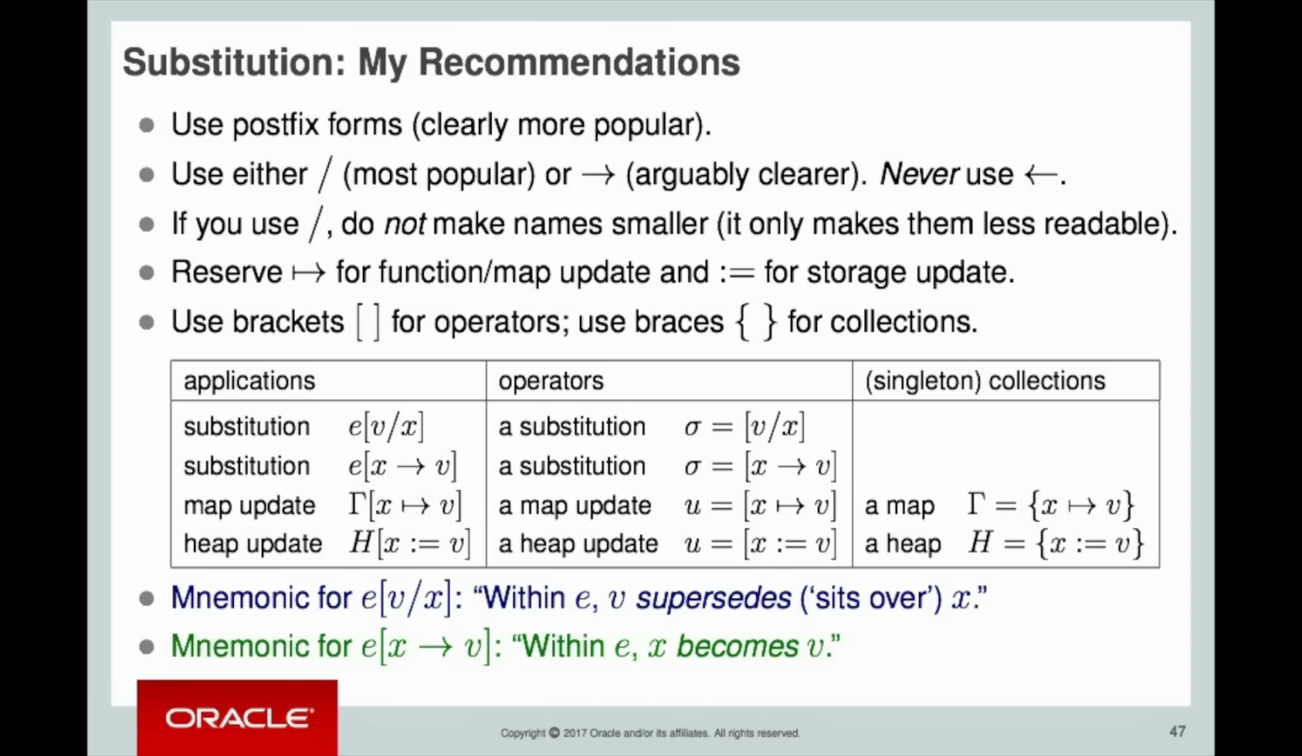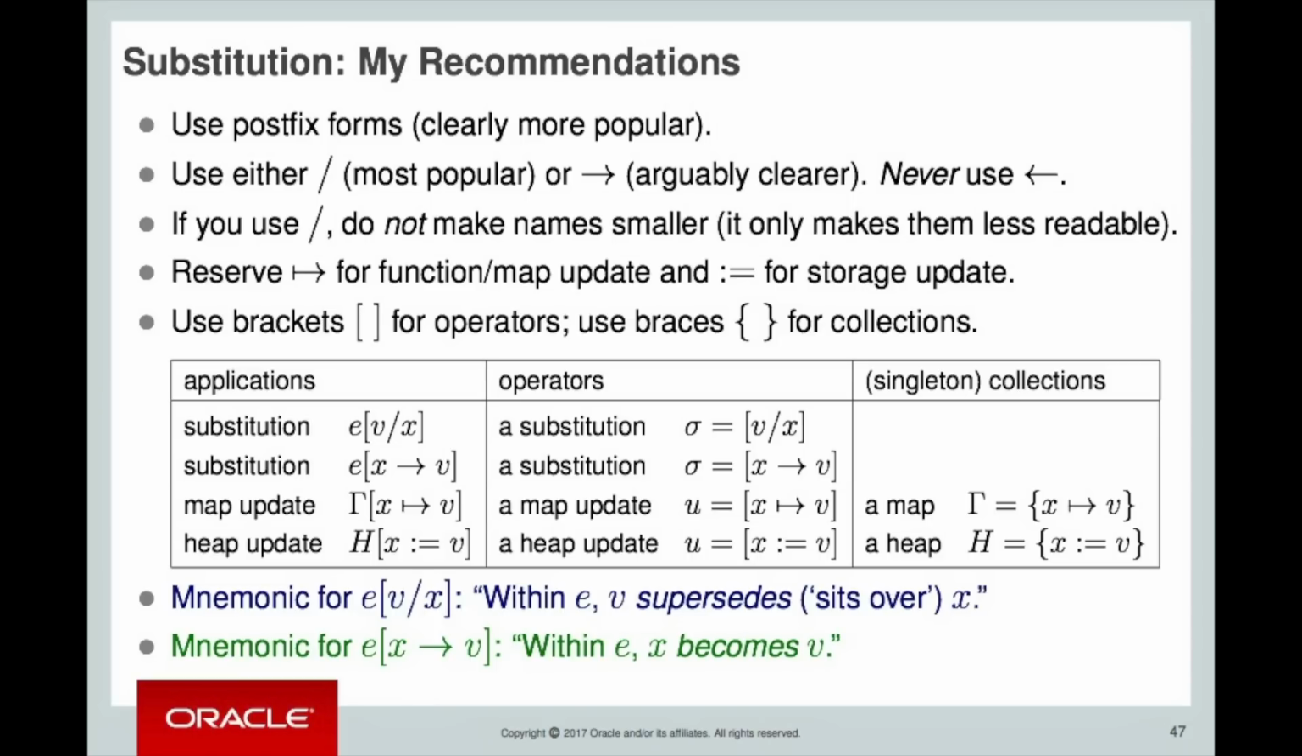So, I have some recommendations here. You don't have to take them, but my recommendations are that, first of all, postfix forms are clearly more popular than prefix forms by about 2 to 1. So if you want to maximize the chances that your notation will be recognized, use postfix form. I recommend that you use either the slash, which is by far the most popular, or an arrow, but not a maps to arrow, to the right, which is arguably clearer. Never use a left arrow.